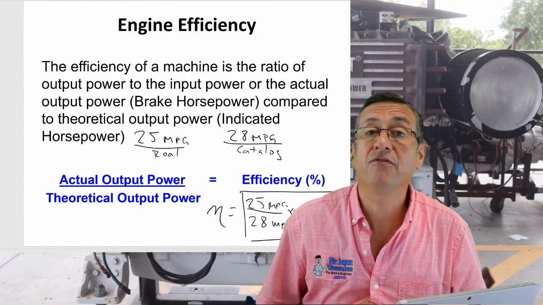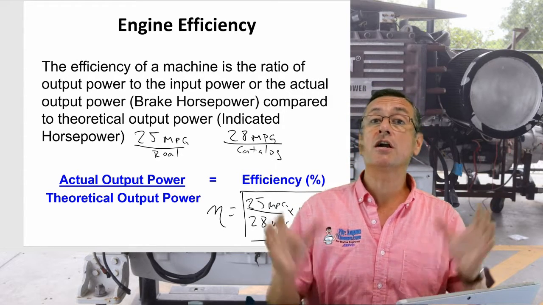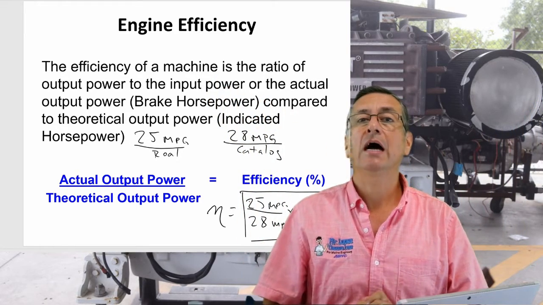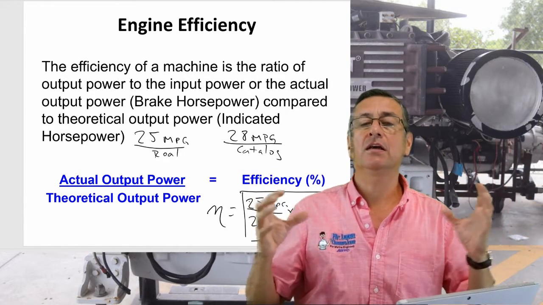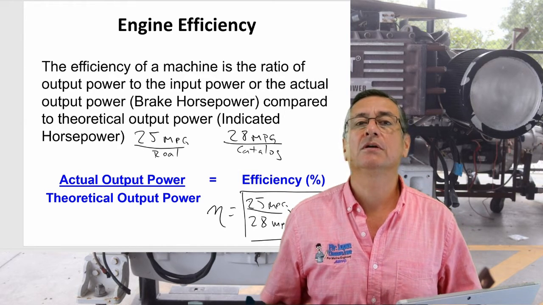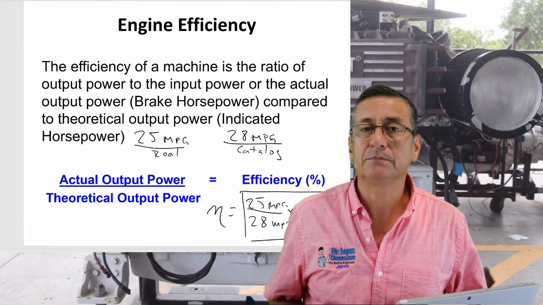You can calculate the efficiency in terms of volumetric efficiency: how much air the engine is supposed to suck in, and how much is the real amount of air entering the combustion chamber. This is the volumetric efficiency. We are going to do that calculation. The efficiency is very important, my friends.